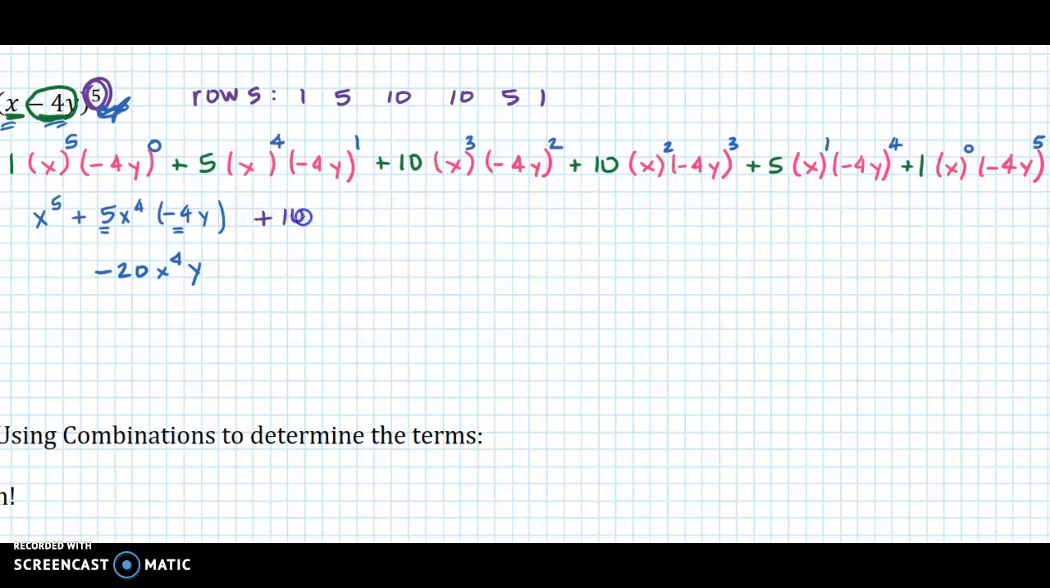Then we're plus 10x to the 3rd. Now we have negative 4y squared. And remember, when you square this, you're squaring both the 4 and the y. So negative 4y squared is 16y squared. So you're plus 160 x to the 3rd y squared for that term.